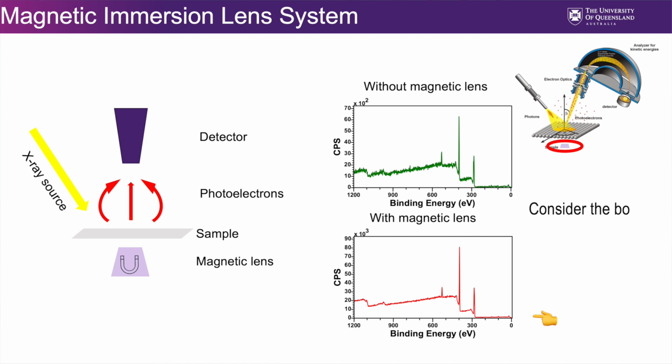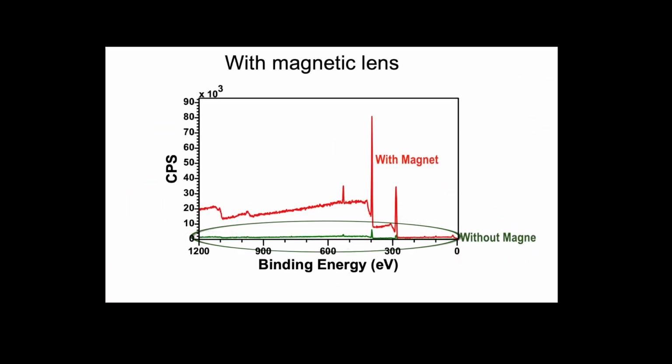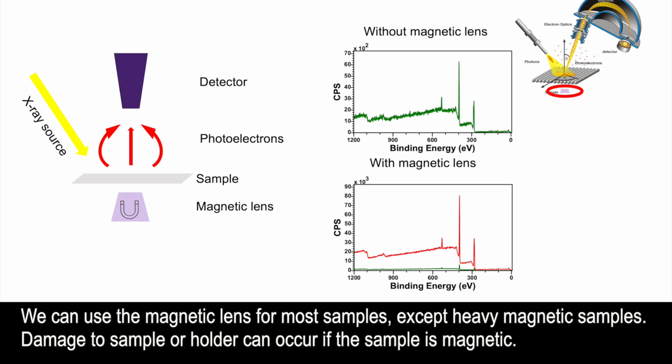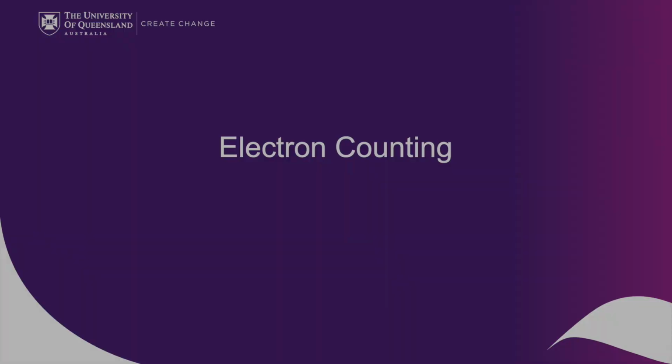If we consider this spectrum at the bottom, I'm now going to add the top spectrum onto that, and you can see it's very small. We can't even see it, it's just very small on the bottom. So this shows what difference having a magnetic lens makes. So we can use the magnetic lens for most samples, unless we have a very heavy magnetic sample. If we have a magnetic sample, we can't turn the lens on because it might damage the sample, it might damage the holder, so we just need to bear that in mind.